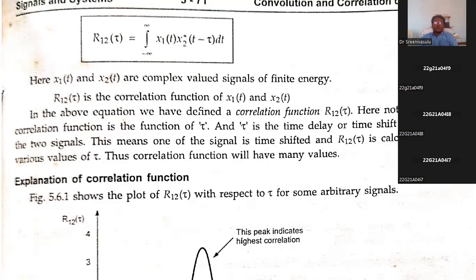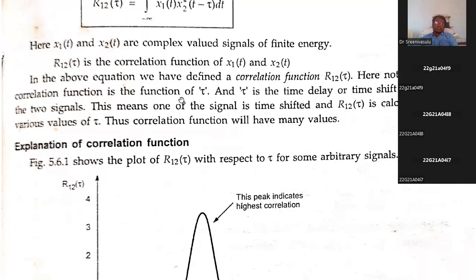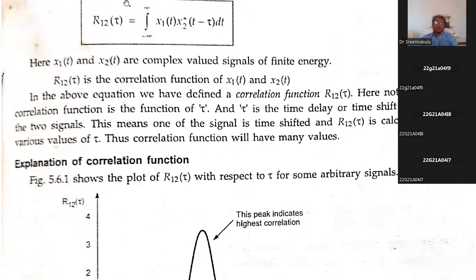So the idea of correlation is the same. One signal is fixed. Another signal is going to be either delayed or advanced. In the formula, wherever we have a complex conjugate, that indicates that we are applying for complex signals. It is also applicable for real valued signals. So that is the idea of correlation. You see this correlation is going to be represented R.